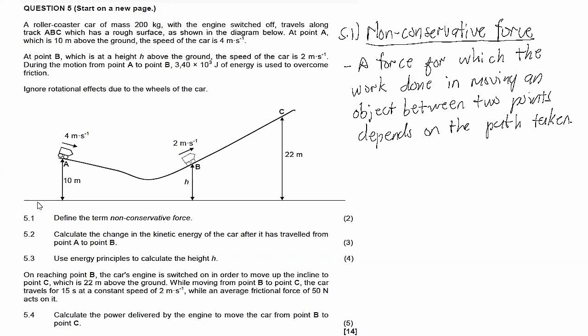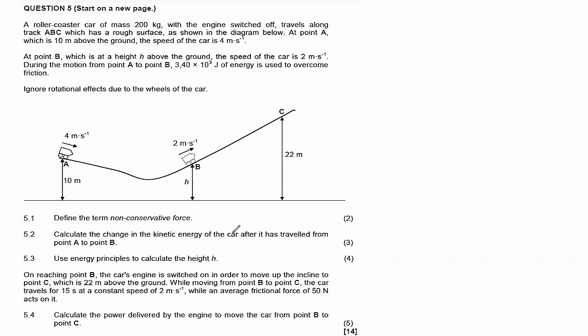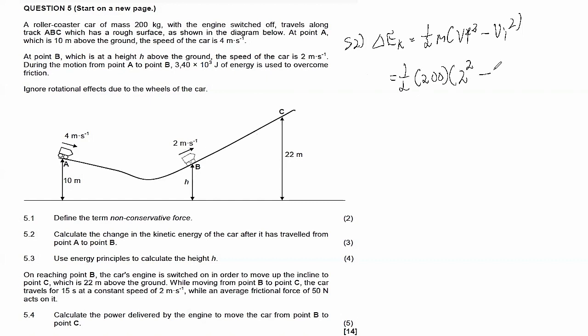Right. Then 5.2 says calculate the change in the kinetic energy of the car after it has traveled from point A to point B. And that is only for 3 marks. So we know with a 3-mark question, it's just the formula, substitution into that formula, and then the correct answer. So we have change in EK is equal to half m (vf squared minus vi squared). And then this is going to be half. Our mass is 200. And then our vf at point B is 2, and then square that. And then we have our vi at point A is 4, then square.